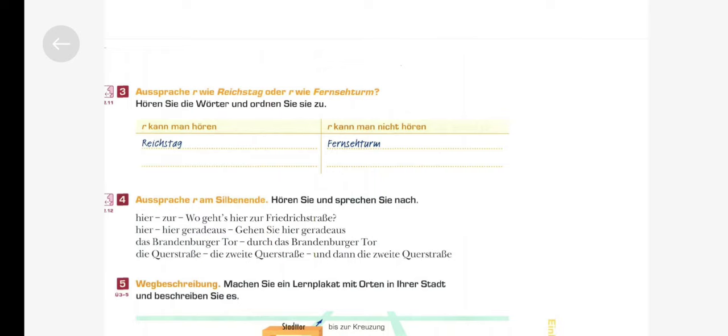Zwei, vier. Hier. Zur. Wo geht's hier zur Friedrichstraße? Hier geradeaus. Gehen Sie hier geradeaus. Das Brandenburger Tor. Durch das Brandenburger Tor. Die Querstraße. Die zweite Querstraße. Und dann die zweite Querstraße.